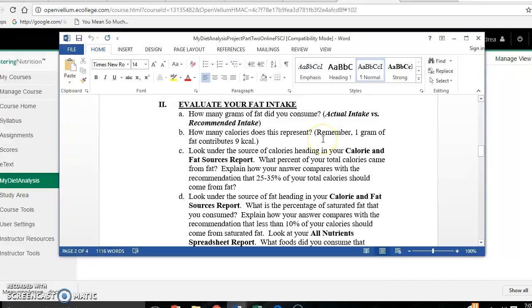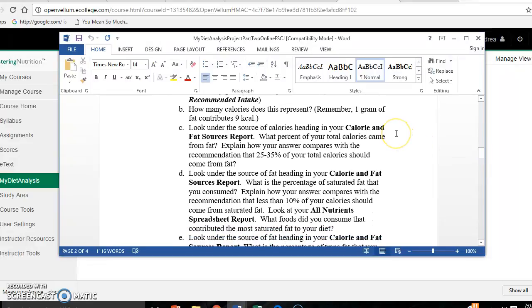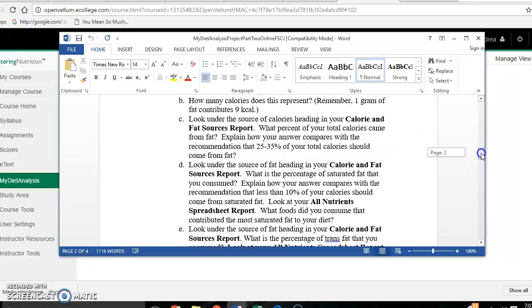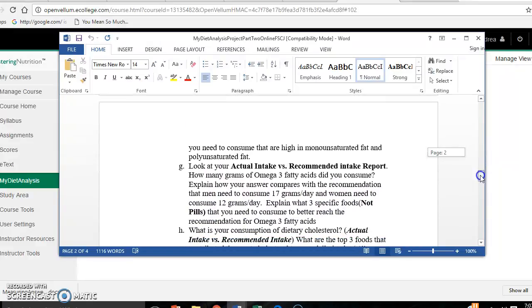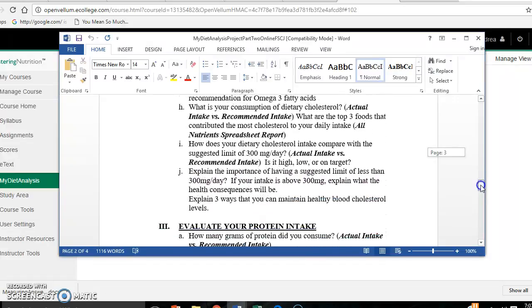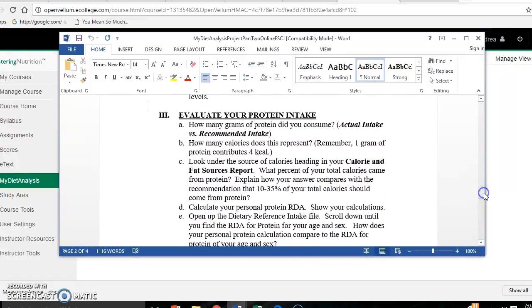How many calories does this represent? Again, you should know how to calculate your calories from fat grams. If you don't know how, go back and look at the Math Basics video. These other questions are dealing with the calorie and fat sources report, or either the all nutrients spreadsheet, and the third section is dealing with evaluating your protein intake.